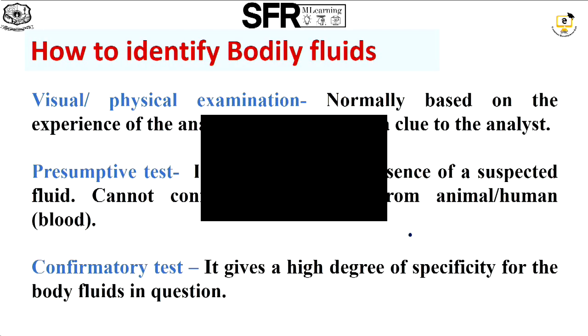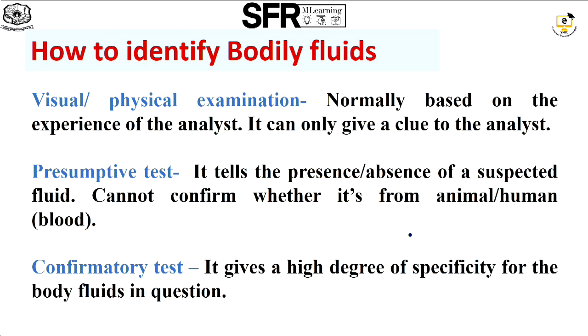How to identify bodily fluids? First one, visual or physical examination. Normally, based on the experience of the analyst, it can only give a clue to the analyst. It is only evidence for the court of law. Presumptive test. It tells the presence or absence of suspected fluid. It cannot confirm whether it's from animal or human blood. Confirmatory test. It gives a high degree of specificity for the body fluids in question.